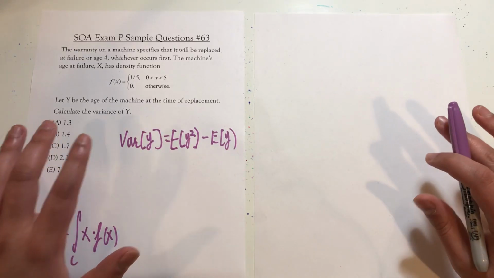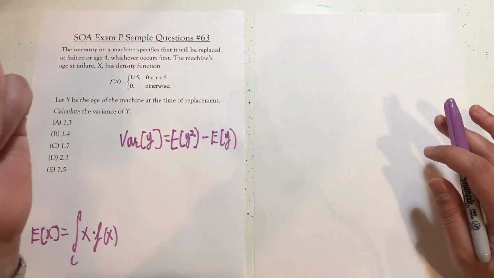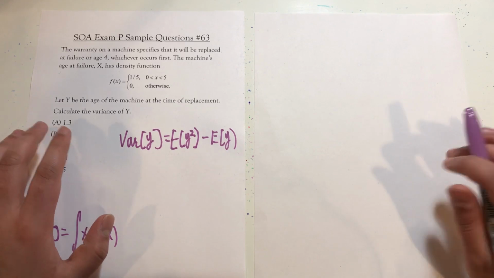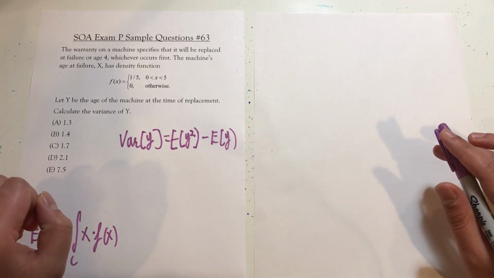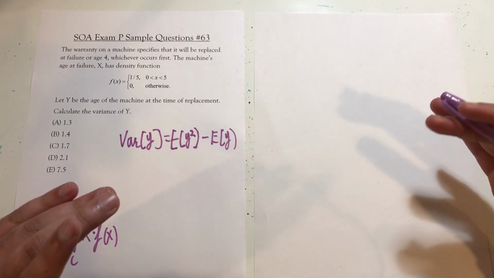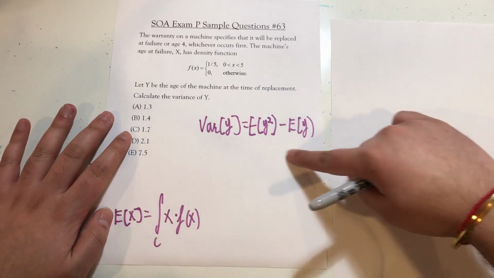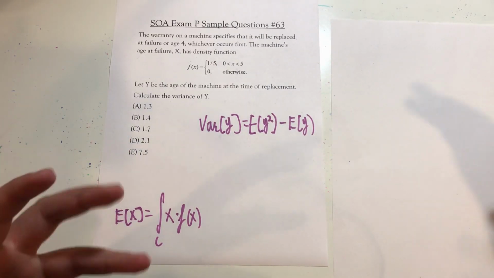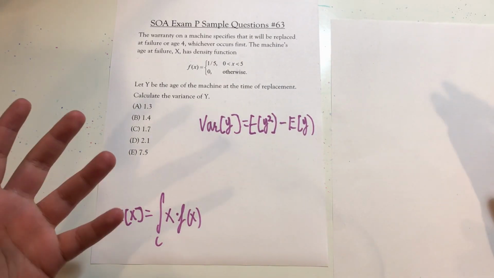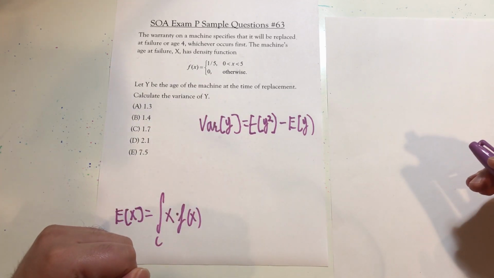Alright, so in this video, we're going to go through sample question 63 from the Society of Actuaries ExamP list of sample questions. Some of the more astute of you might notice I've already had a go at this question. I didn't like my initial explanation. I'm re-recording this, so you didn't miss anything here.